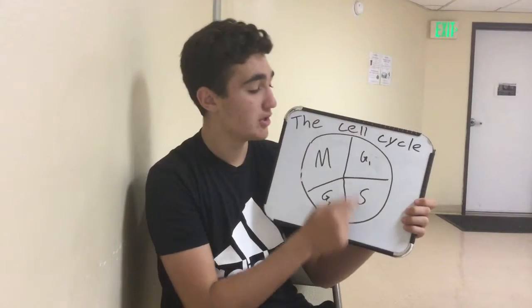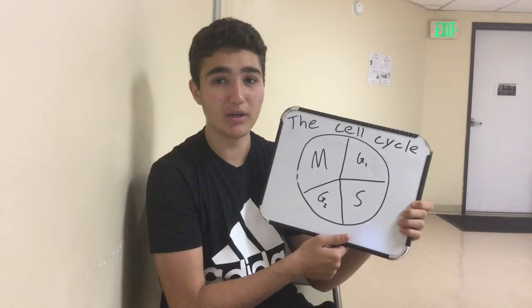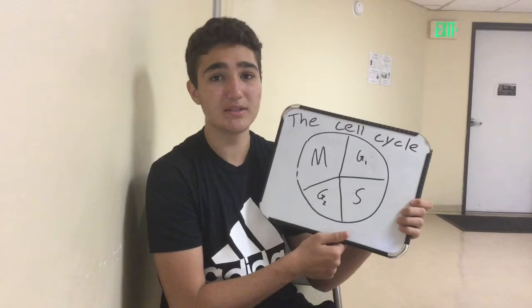Before mitosis begins, a cell must go through the cell cycle. The cell cycle is broken up into three phases, called the G1, S, and the G2 phases. This is the cell cycle. G1 is the first phase of the cell cycle, and in it, the cell and proteins and organelles within it grow to twice their size.